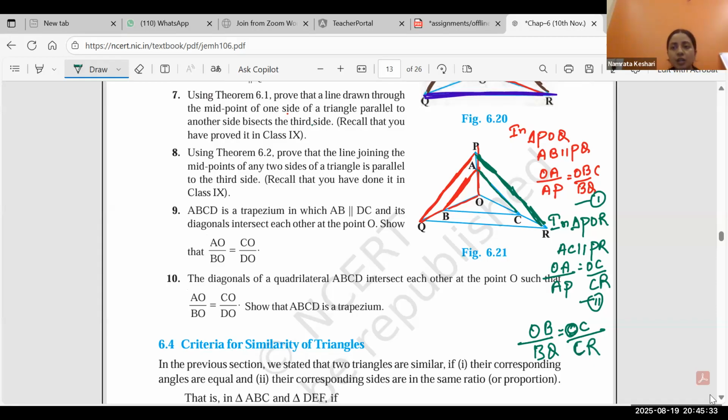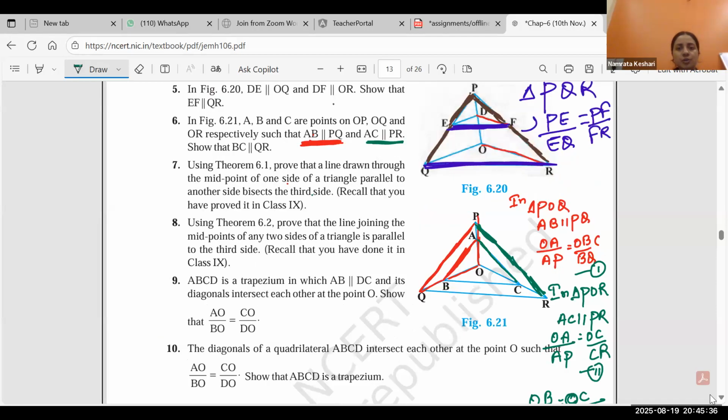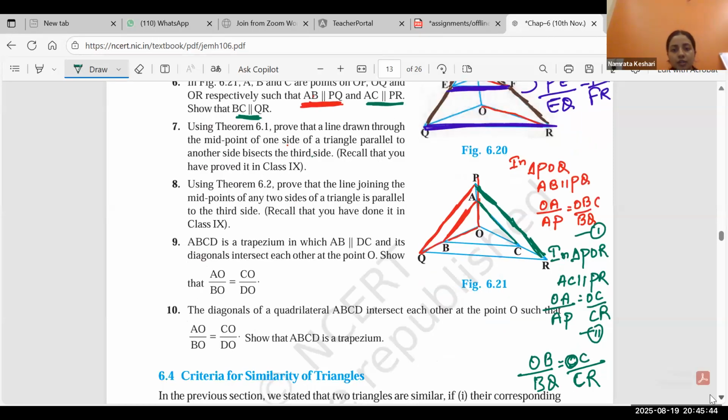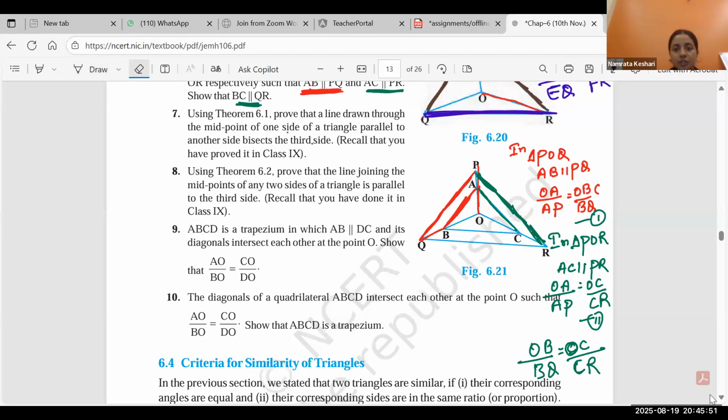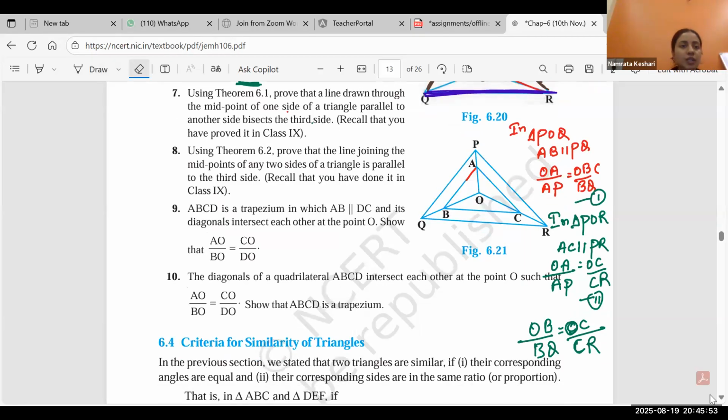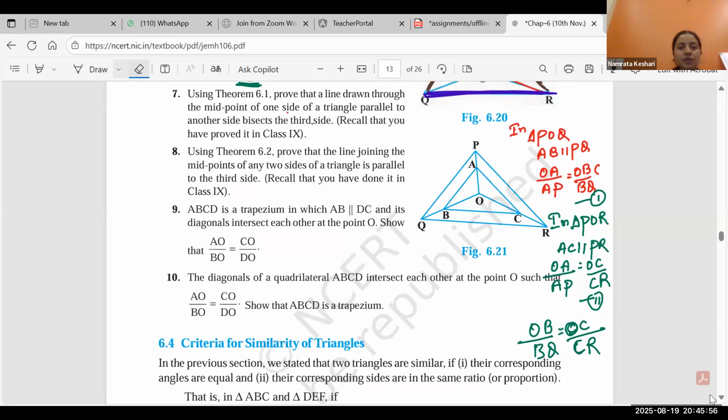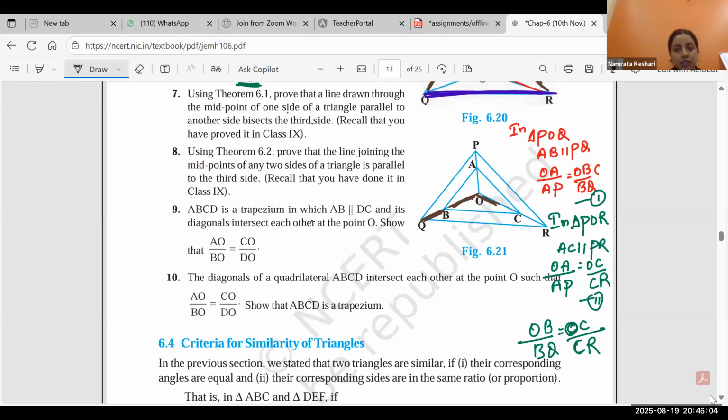Here also we are not supposed to prove this ratio. We have to show that BC is parallel to QR. So you can check which triangle can be taken where this ratio is coming. I am rubbing everything in the figure and highlighting freshly so that you can tell me the name of the triangle. Look at the ratio: OB is there, BQ is there, OC is there, CR is there.